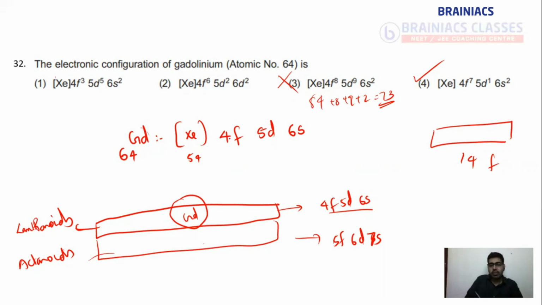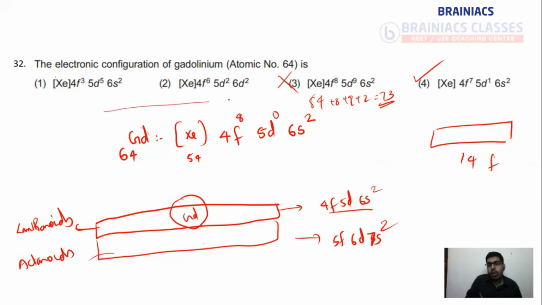Now, we have to fill the electrons after 54. Always in the F block, S contains 2 electrons. In lanthanoids or actinoids, S always contains 2 electrons. Now, the remaining electrons go into the F orbital. So here the remaining electrons are 8, so the F orbital will have 8 electrons. D will always be vacant.